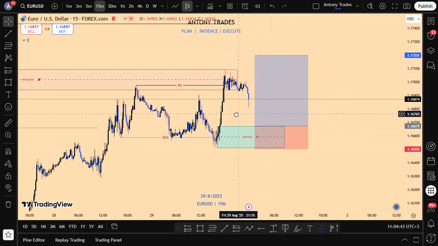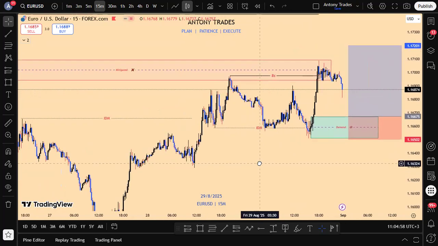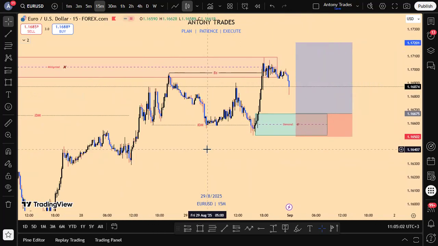That is what I'm having on the EURUSD. If you get a confirmation from here, take a buy. But my advice, wait and see. If this low gets broken, then I will look for a sell, which is the trade that we want to take. So that is it on EURUSD.